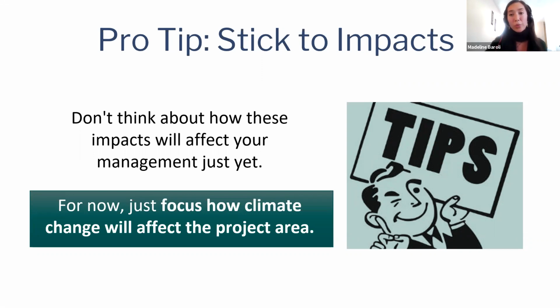But for step 2, we really just want you to focus on the nitty-gritty of how climate change is going to be affecting ecosystem processes at your site. So think about the specific ways in which the hydrology, the soils, the vegetation and wildlife at your site are all going to be potentially vulnerable to different climate impacts. And then next week in step 3, that's when we'll start to explore how these impacts create challenges or even opportunities for your management activities.